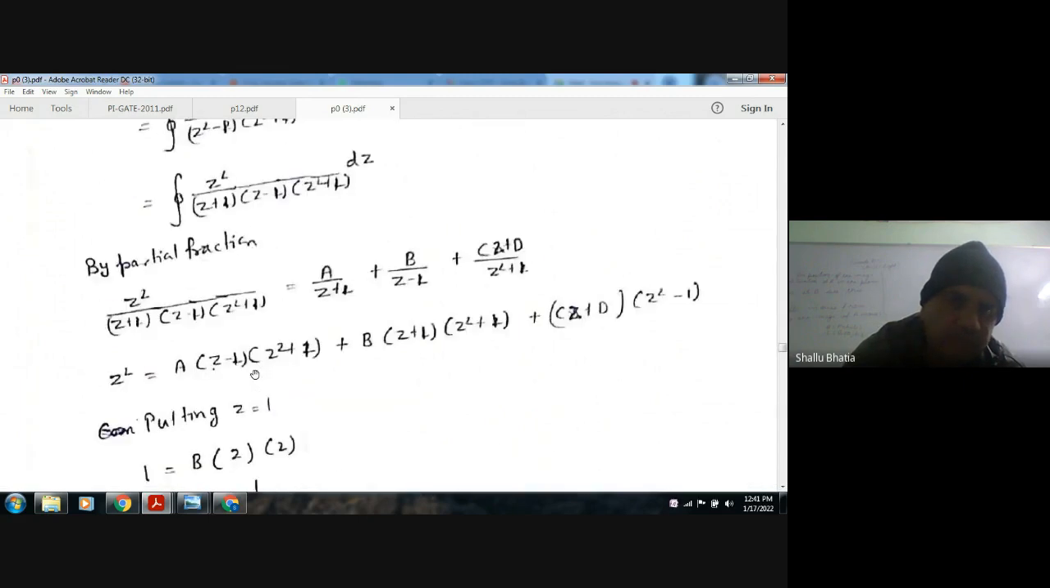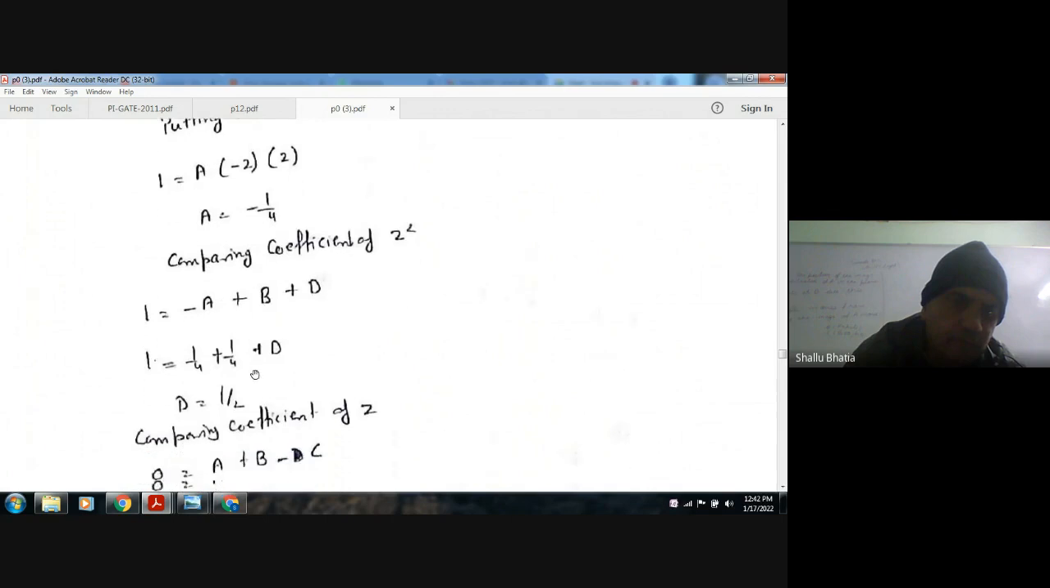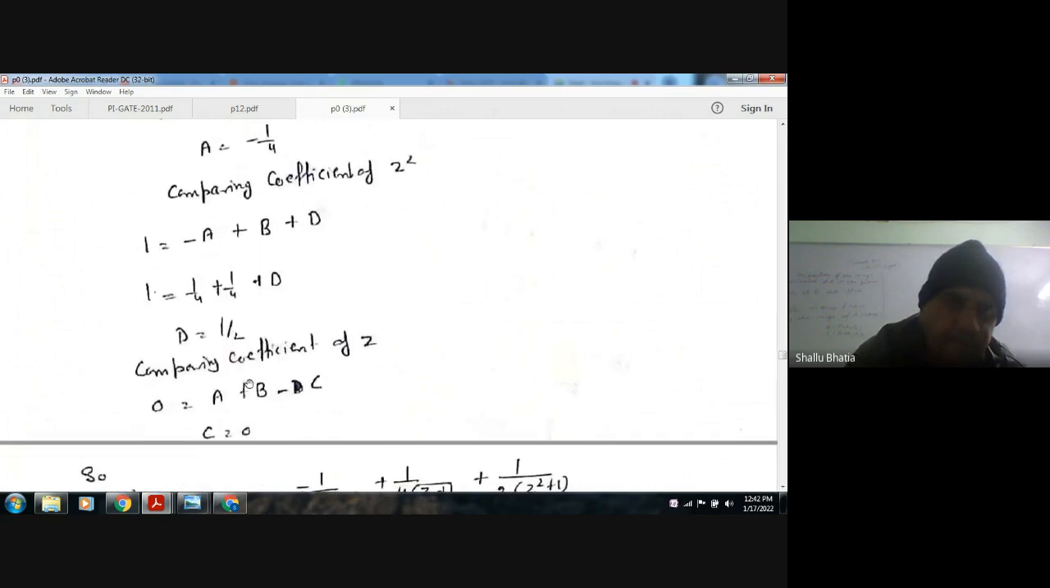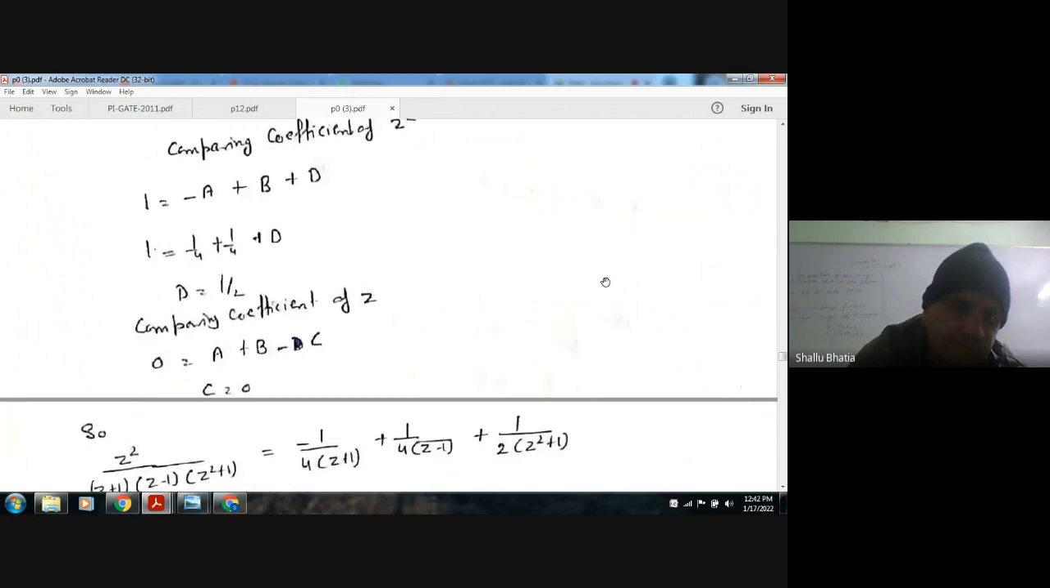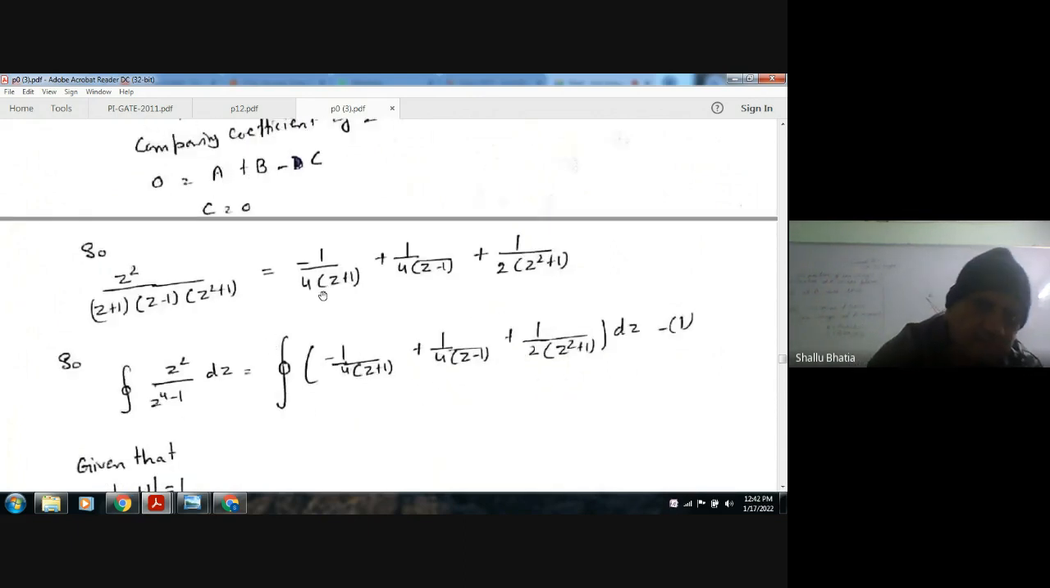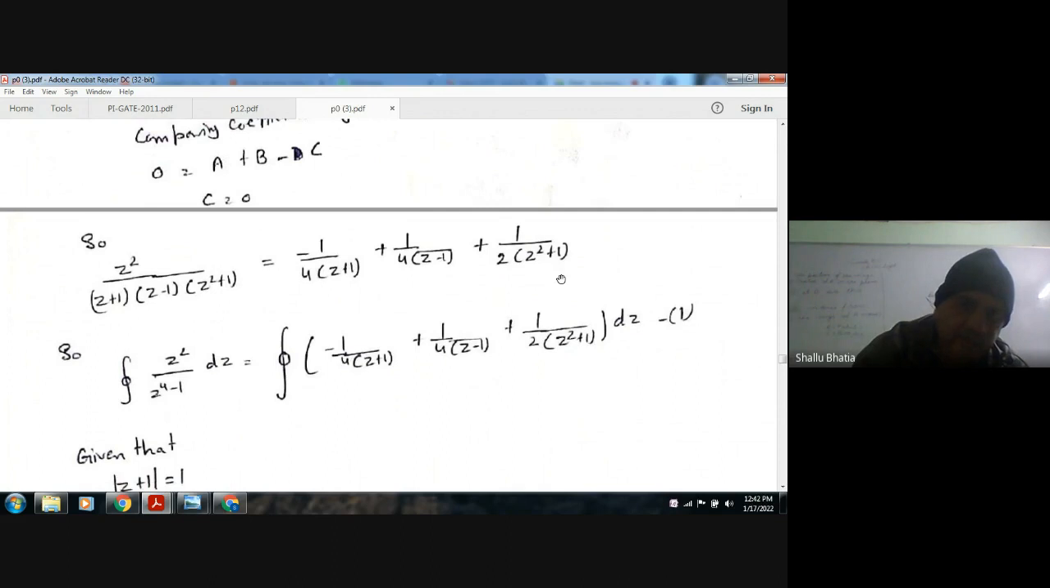Now comparing the coefficient of z, there is no z on the left hand side, and on the right hand side there will be A z, B z, and C minus C. Because A is minus 1 by 4 and B is 1 by 4, C will be 0. So this equation can be written as minus 1 by 4 times 1 by (z plus 1), plus 1 by 4 times 1 by (z minus 1), plus 1 by 2 times 1 by (z square plus 1). So the line integral can be written like this.